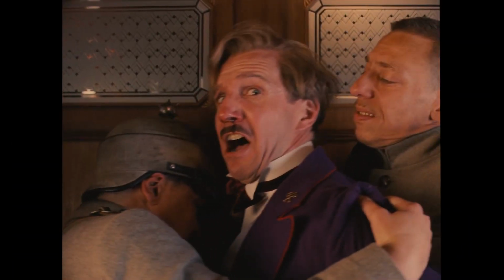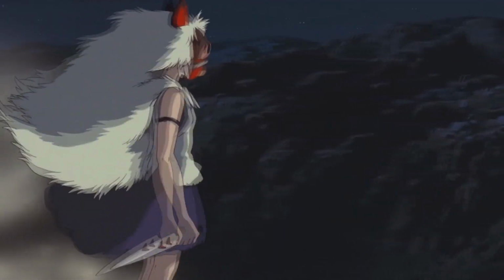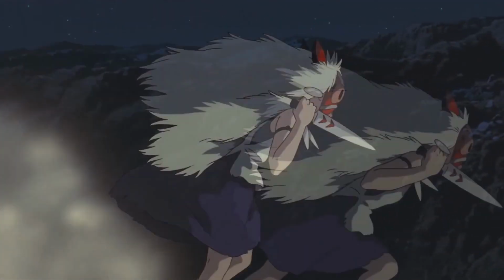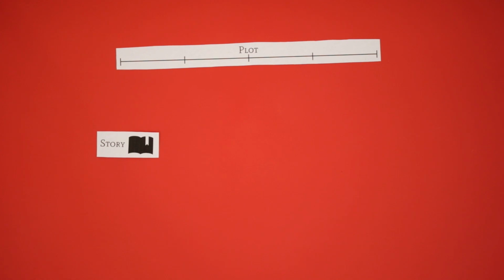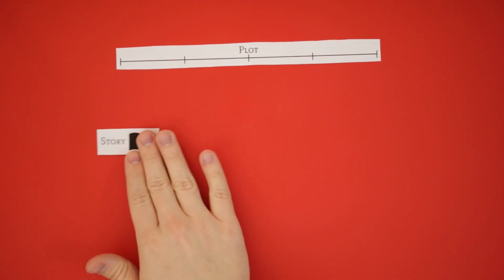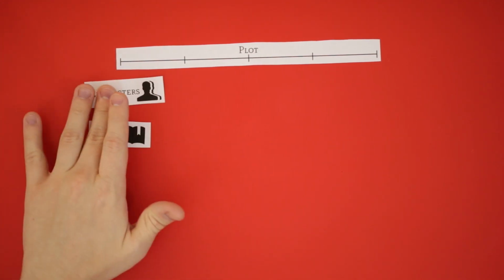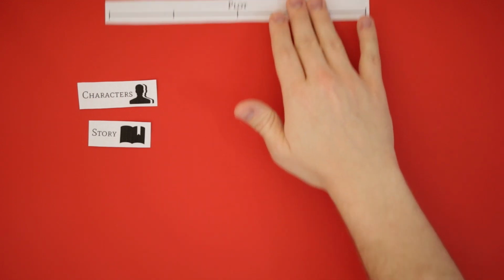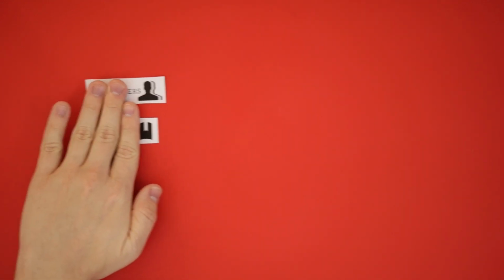Characters and plot are inextricably linked. You can't really have one without the other. They take up the same space. If a story has no characters, then nothing happens and there's no actual story. If a story has no plot, then again, nothing moves, nothing happens, no story.